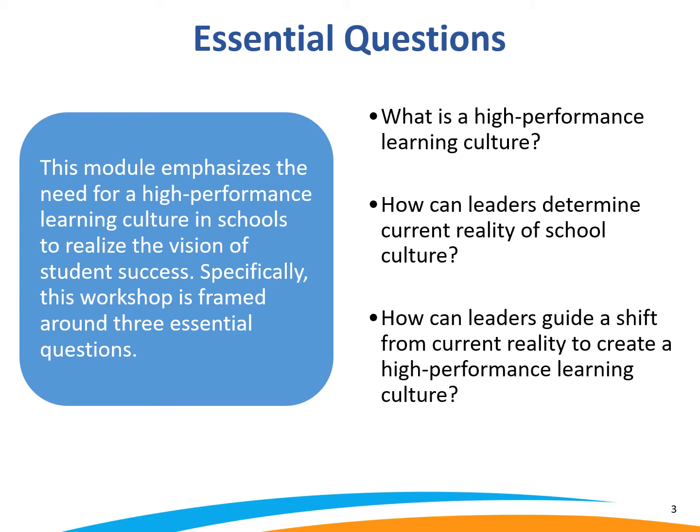And then the second and third question really relate together. How can leaders determine current reality of school culture? That was done in consort with how can leaders guide a shift from current reality to create a high-performance learning culture. We did these 2 learning outcomes together because when you examine the current reality in consort with concepts and skills included in this module, you're able to both assess the current reality, identify the gaps, and then use the leadership practices learned about creating a high-performance learning culture to make that shift in your school.